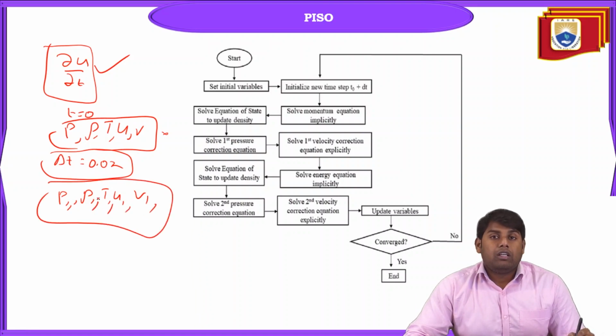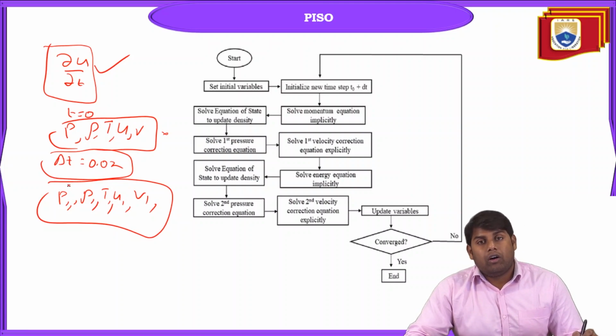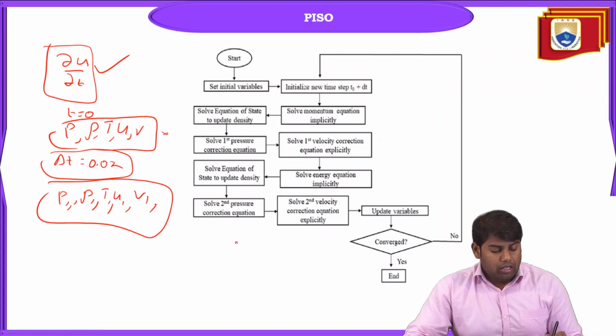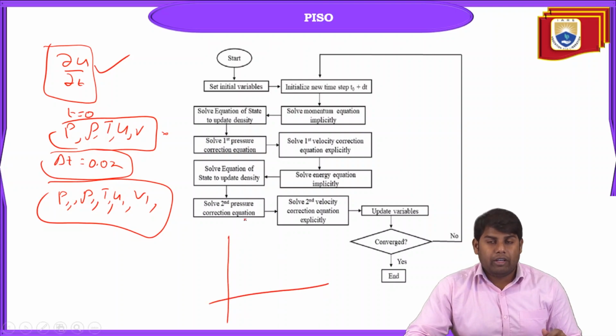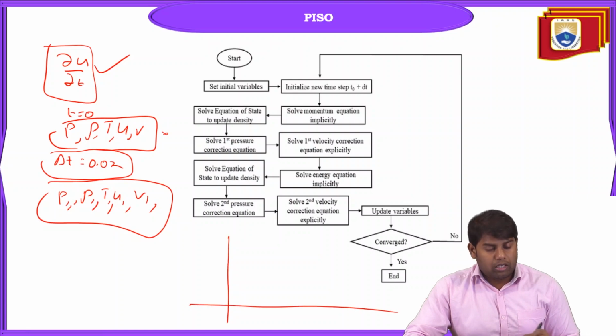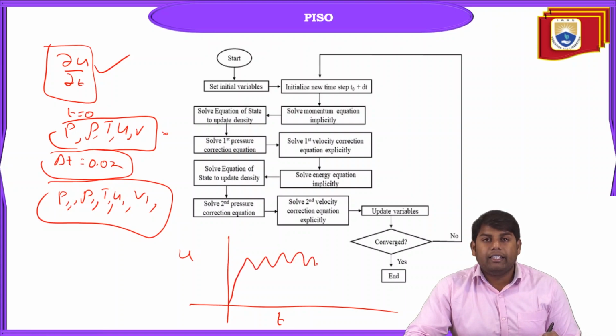Next will be P2, rho 2, T2, u2, v2. These will be the second. In the same way, for however many time steps you have, up to P100, those values will be stored. It is because we need to see the residue plots. You have the plot: this is time and let's say this is velocity. It starts and fluctuates like this, and somewhere it will reach steady state.